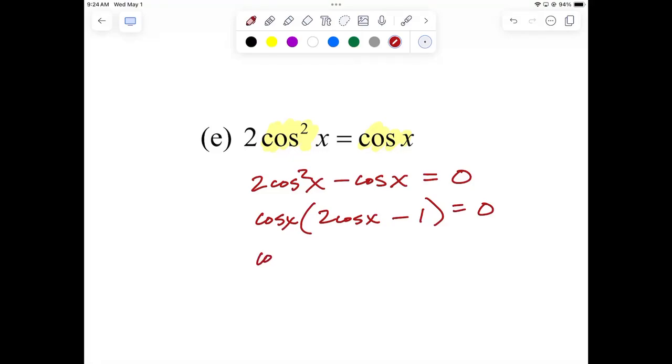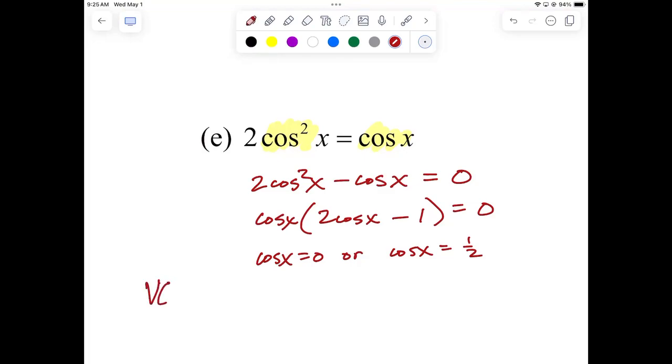And now I can set them both equal to 0, so cosine of x equals 0, or cosine of x equals 1/2. Is it okay to set the second one equal to 0 and solve it in your head as you write it down? I'm fine with that. If you could say 2 cosine of x minus 1 equals 0 is going to come out to cosine of x equals 1/2, and you can skip that step, I'm fine with that. You're honor students. You should be able to do that.